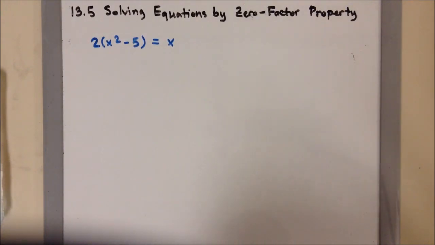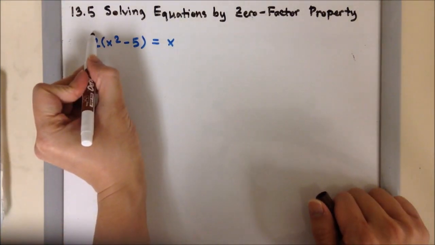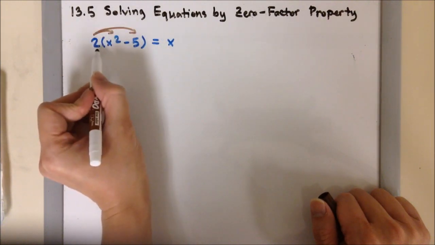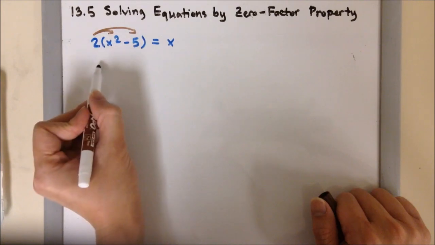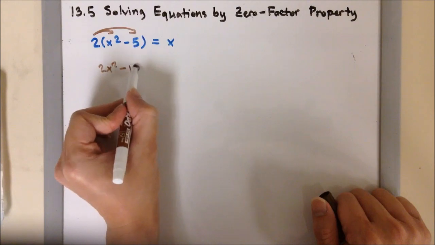So in this example, we have 2 times x squared minus 5 equals x. So before we can start solving, we have to put it in factor form. And in order to factor, we have to have everything on one side, meaning that the whole equation is equal to 0. So what I'm going to do here is distribute the 2 to this set right here, because it's outside the parentheses. So 2 times x squared, 2x squared, and then 2 times minus 5, so minus 10 equal to x.